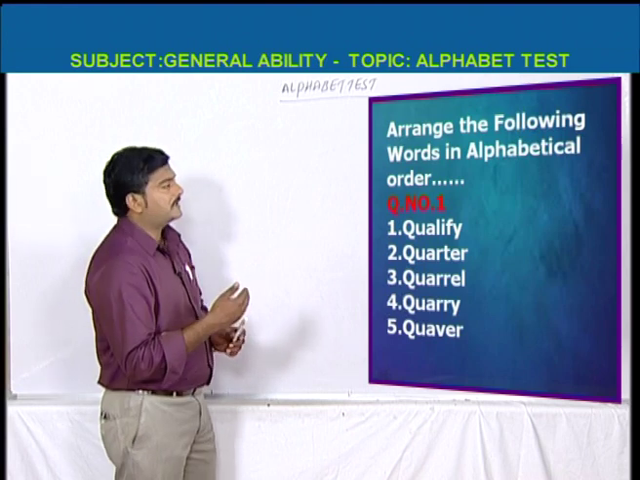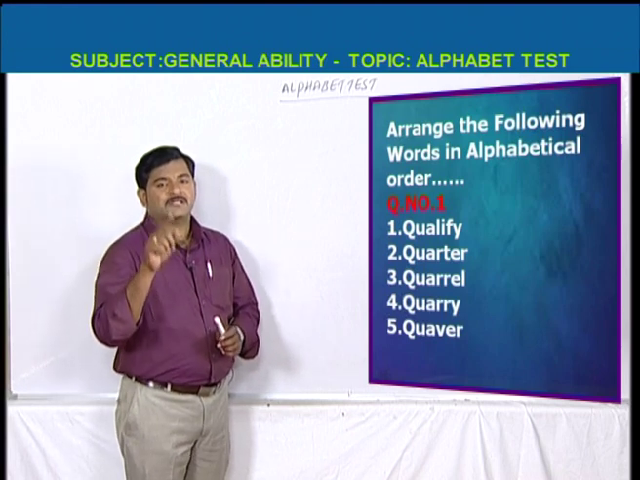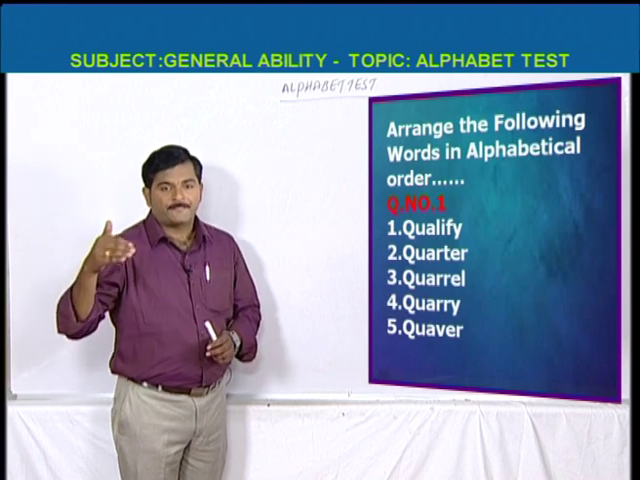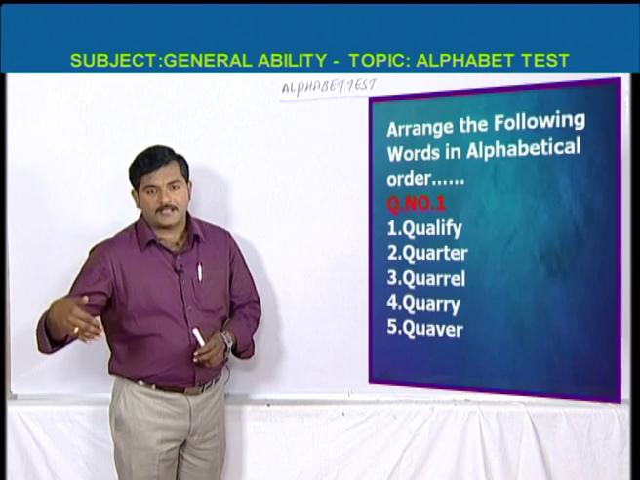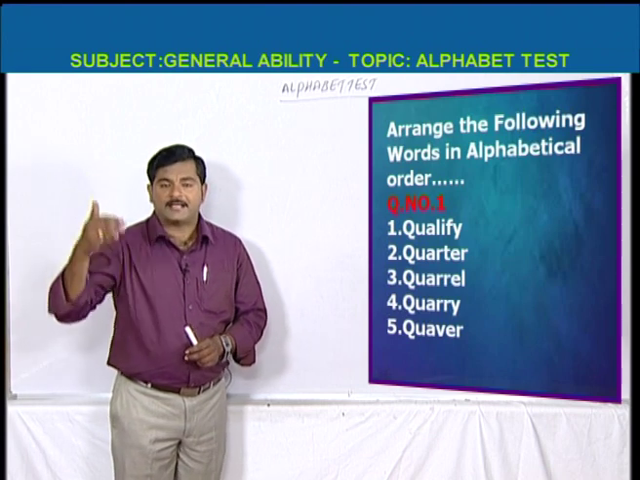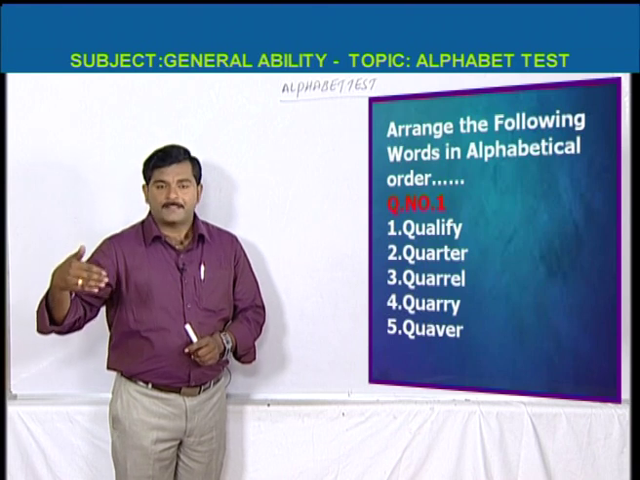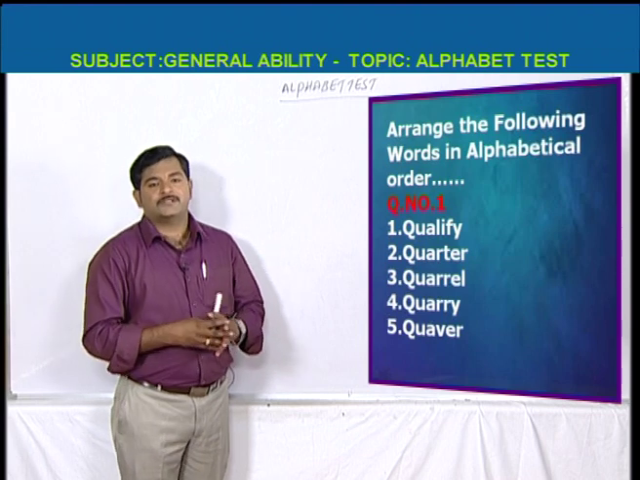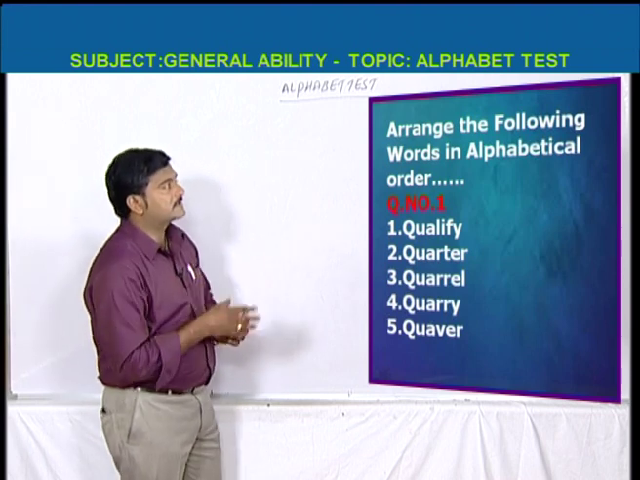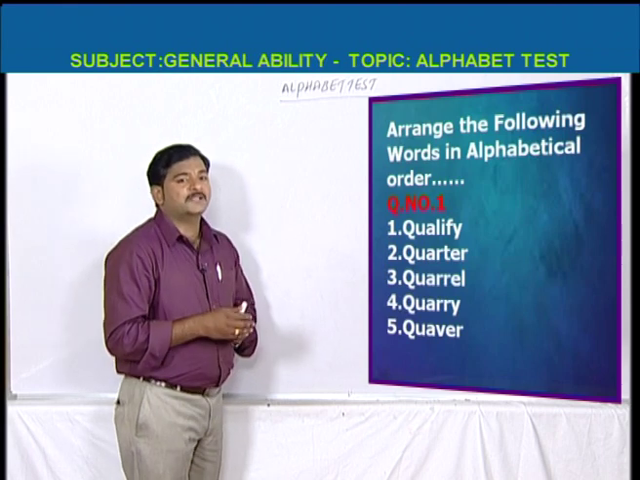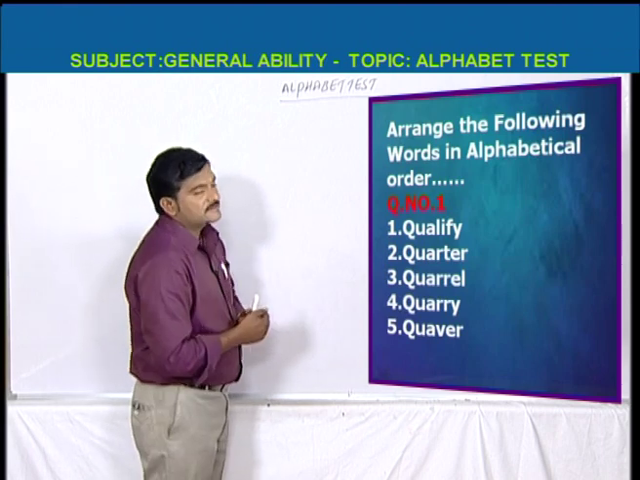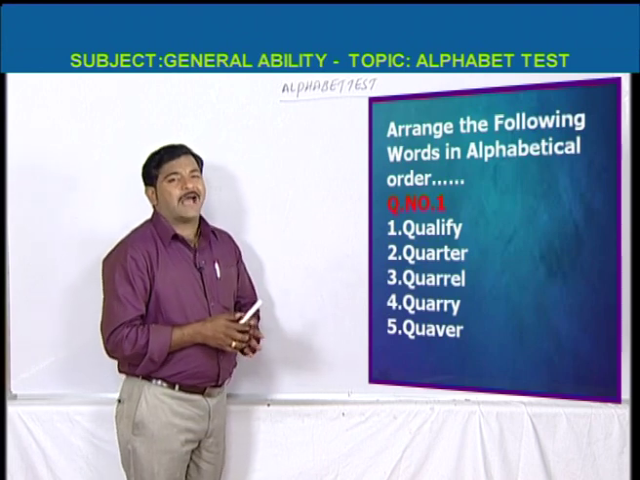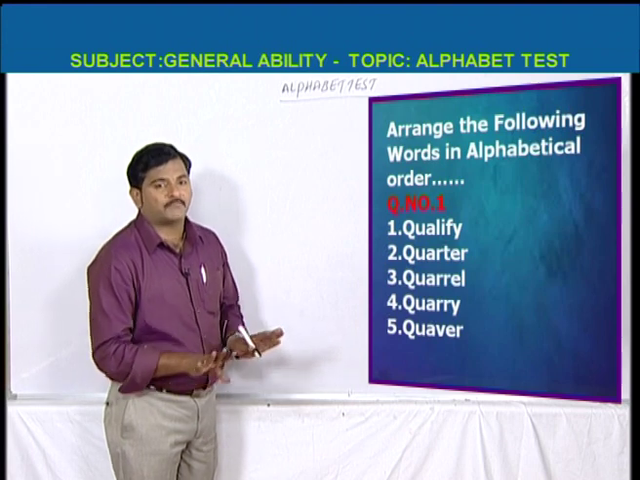For example, in a dictionary we see all words starting with A, then AA, AB, AC, AD, AE and so on, AX, AY, AZ, and again AB, AC, and then ABA, ABAB, ABAC and so on. So dictionary order will be followed. Here he has given 5 different words. The first word is qualify, the second word is quarter, and the third word is quarrel. Here meaning and pronunciation are not required, remember.